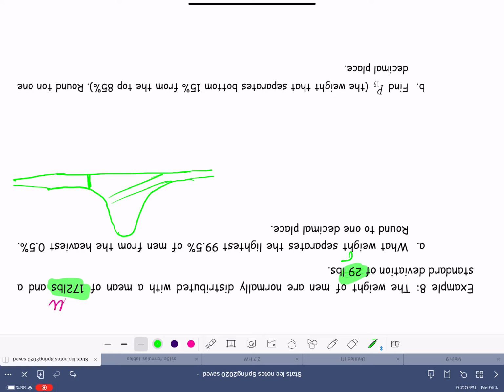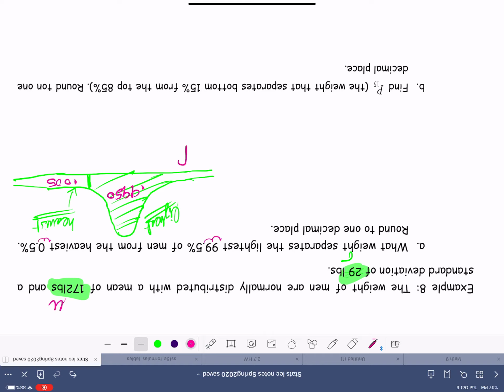So this is where we have the lightest 99.5%, and this is where we have the heaviest, because the average is in the middle, and these are the lightest 99.5% of the men. So I'm going to have to think about area. 99.5% means how much area is here. Whenever you're changing percent to decimal, you move the decimal 2 places to the right. So 0.9950. And how much area do we have here? We have 0.005.